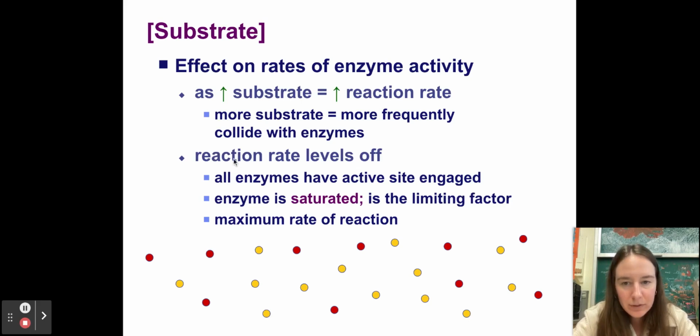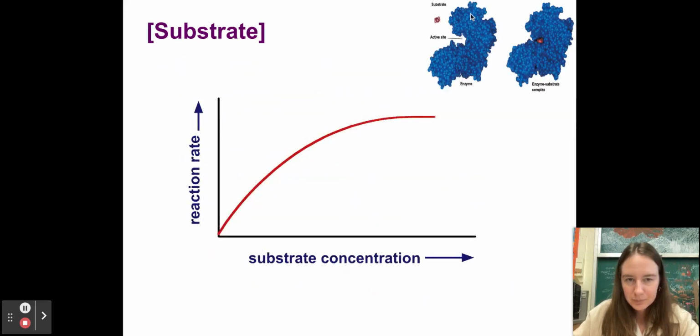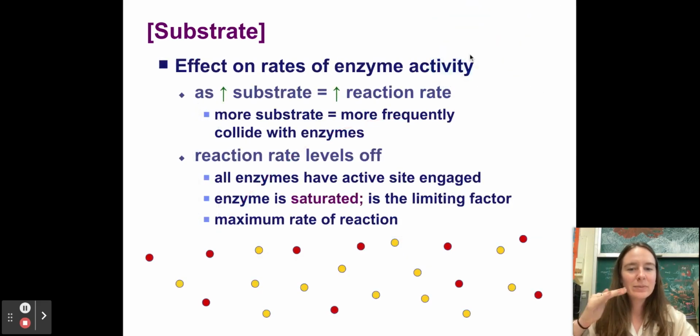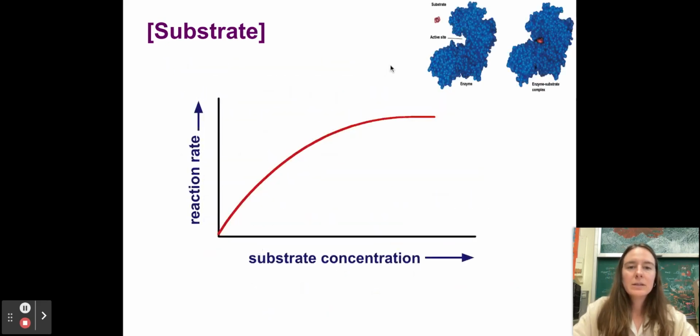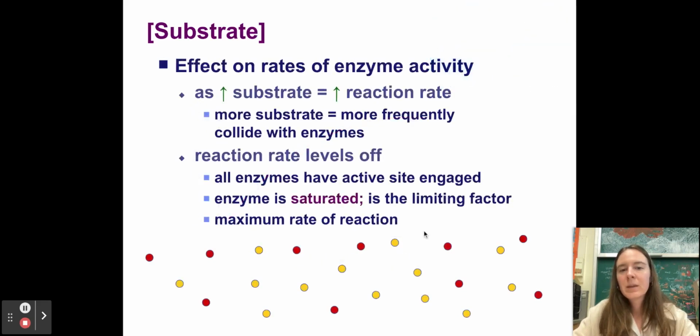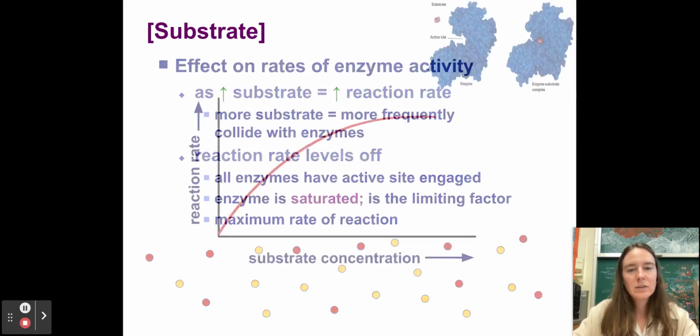So at some level, though, the reaction rate levels off because all the enzymes will have their active site engaged, right? So if you have a bunch of enzymes and a bunch of substrates, eventually all the enzymes will have their active sites engaged at one time, and there's not going to be room to fit anyone else in, and so the reaction rate will level off. At that point, we call the enzyme saturated. Basically, saturation means that the active site is full, there's no ability for anyone else to get in. And this is the limiting factor of the reaction, right? Because that's stopping any more reaction from happening because all the active sites are full.